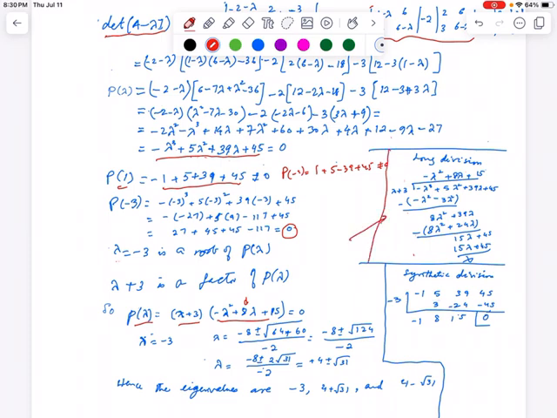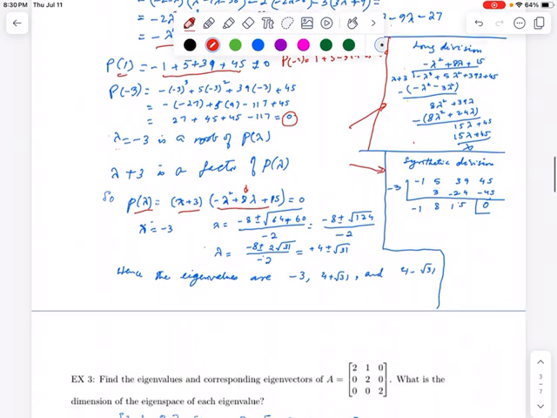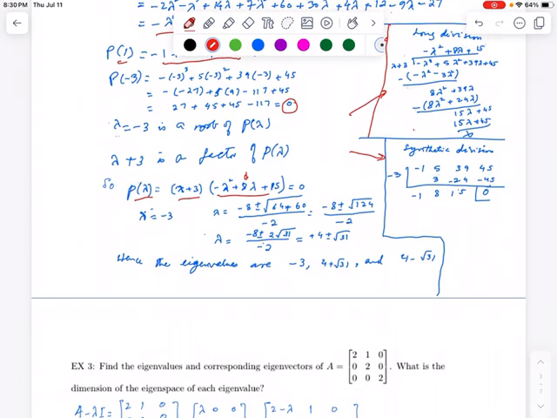I have also shown you the synthetic division. If you know one of these, that's what you need to use. If you don't know any, please learn. Okay, so this is the polynomial. Now this cannot be factored, so we have to use the quadratic formula. We end up getting these values, 4 plus minus square root of 31. So hence the eigenvalues are -3 from this factor, and then these two other values. That's how we find the eigenvalues.